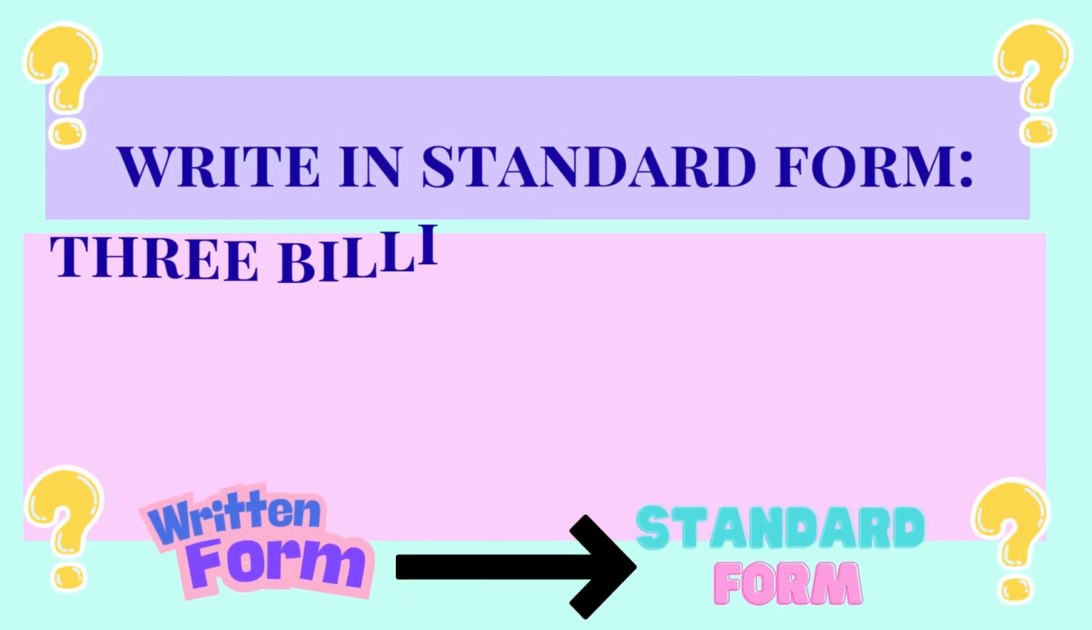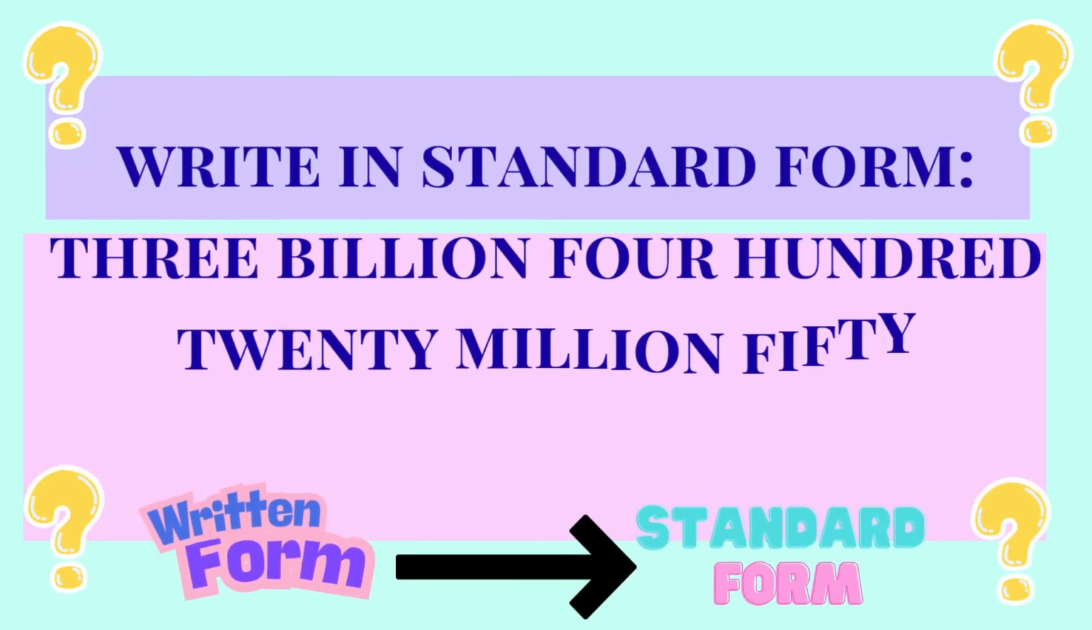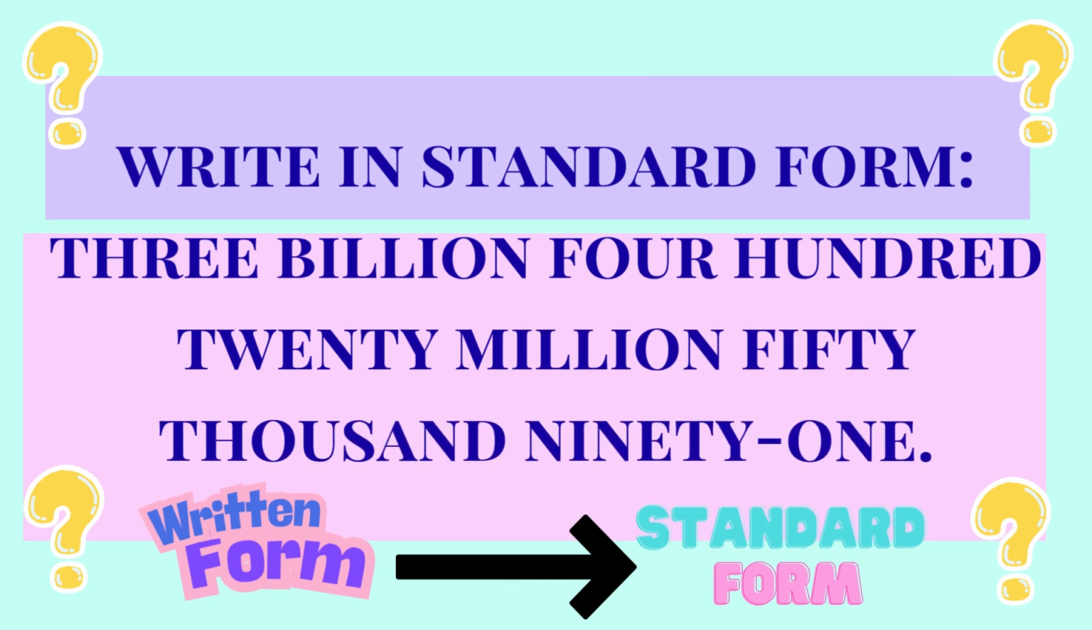Next, I'm asking you to write this number in standard form. I have given you the written form of this number. Here it is, 3,420,050,091. Take the words and convert them back to digits, making sure to put each group in the correct period position. Pause here, work this out on your own, and return when you're ready.